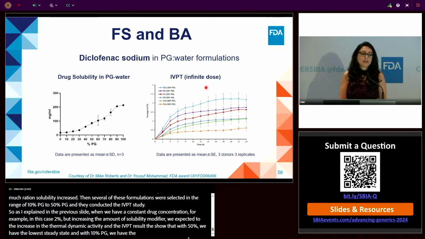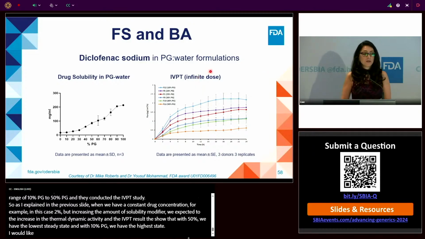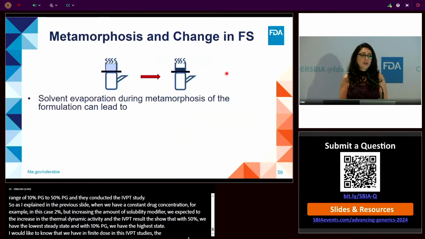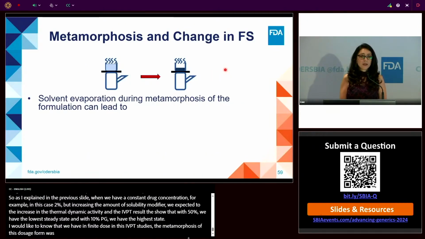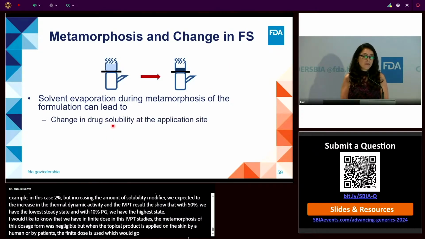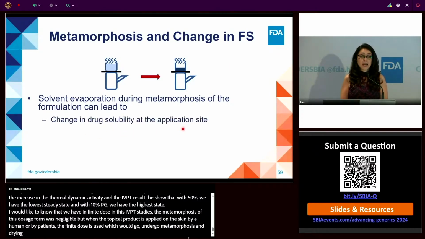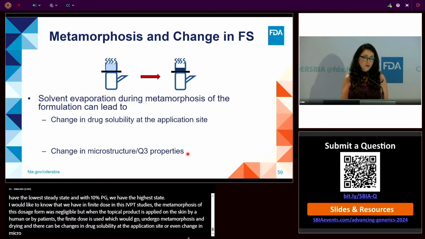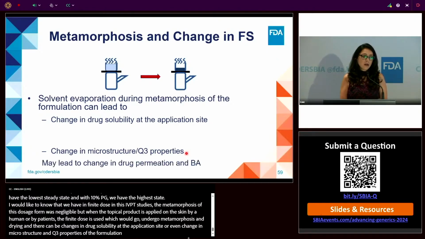I would like to note that since we had infinite dose in these IVPT studies, the metamorphosis of the dosage form was negligible, but when the topical product is actually applied on the skin by patients, a finite dose is used, which undergoes metamorphosis and drying, and following solvent evaporation, there may be changes in drug solubility at the application site, or even change in microstructure and Q3 properties, for example, change in rheological properties of the formulation as the formulation dries, and all of them may lead to change in drug permeation and bioavailability.